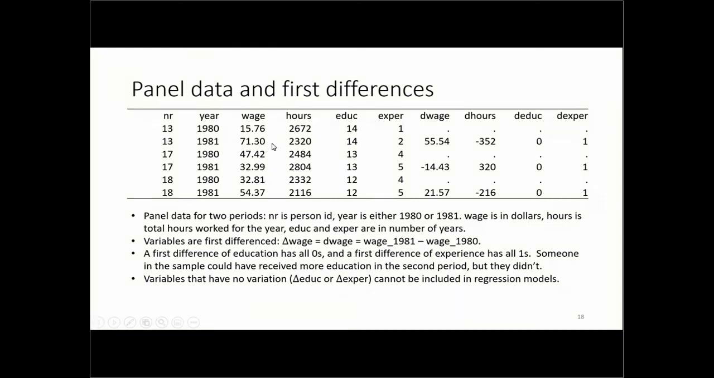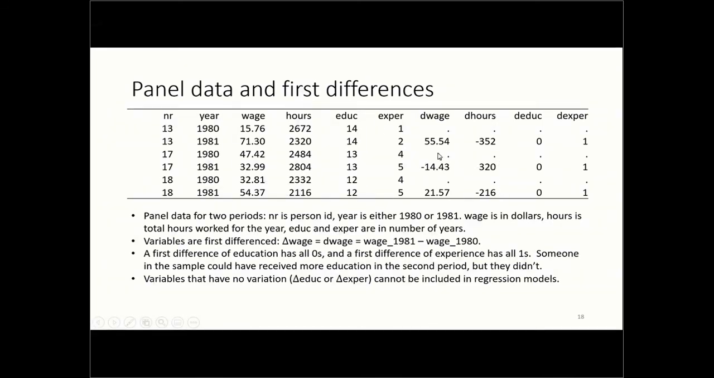So notice that we cannot take a difference between this one and this number because they belong to different individuals. So we cannot take this difference. And we have these dots, which means missing values, because with 2 periods of data, we can actually only calculate one difference. We can't calculate a second difference like that. And same for the hours.